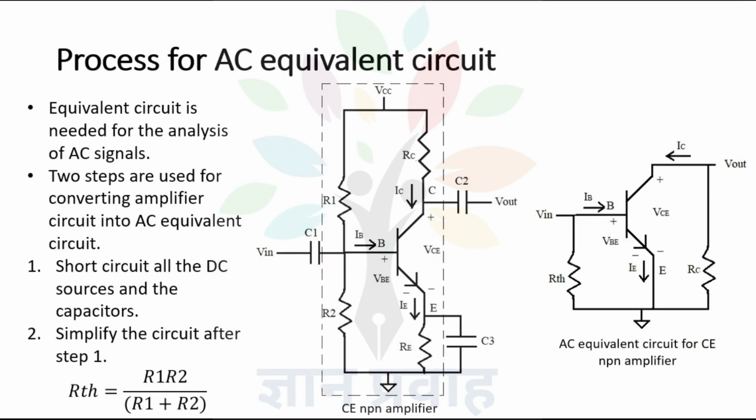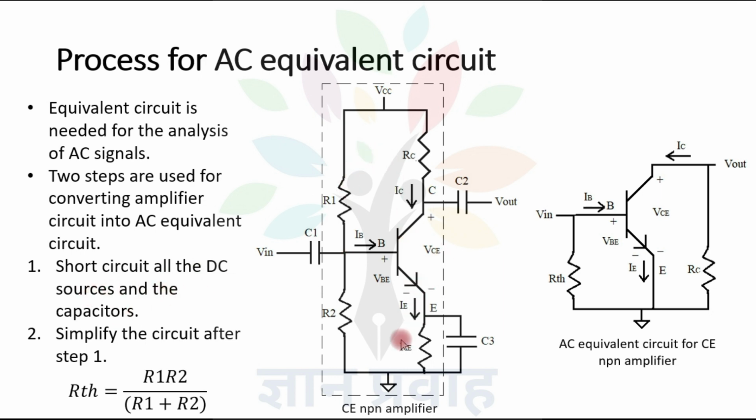Process for AC equivalent circuit. So for AC analysis, we require AC equivalent circuit. So there is a procedure for finding the AC equivalent circuit. There are two steps which are mentioned here. First one is short circuit all the DC sources and the capacitors. Then we must simplify the circuit after the short circuit of DC sources and capacitors.